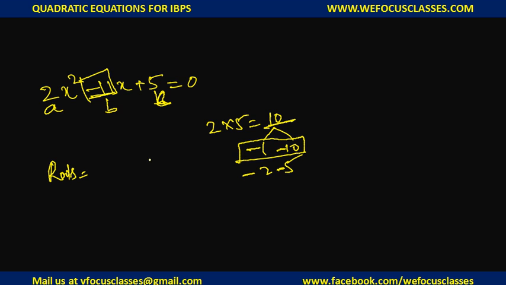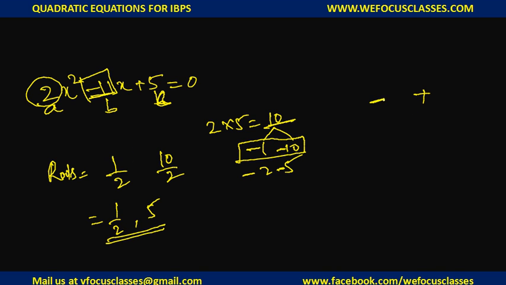If your factor is negative, you take here positive, and divide it with the 2, friends, the value of a. So what are the answers you got? 1 by 2 comma 5. So you got positive answers. See, friends, here C value is positive and B value is negative. Your roots are positive. Two roots are positive, friends.